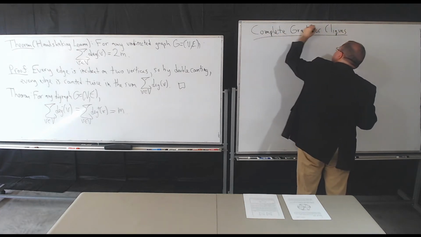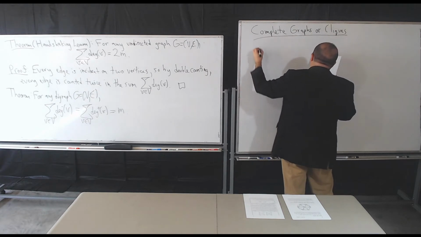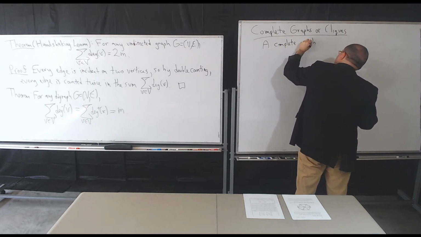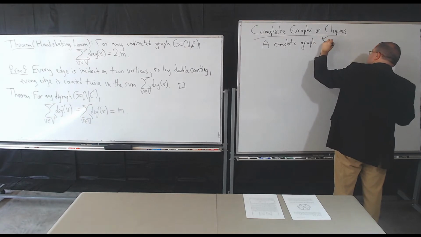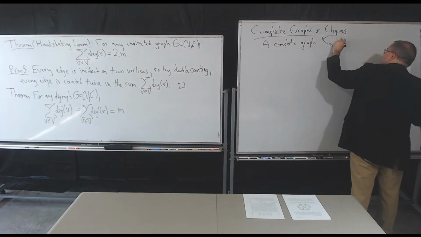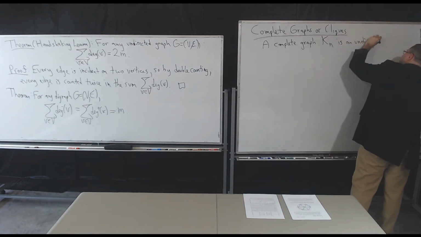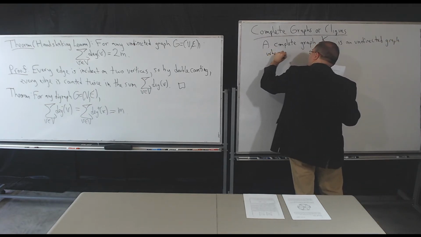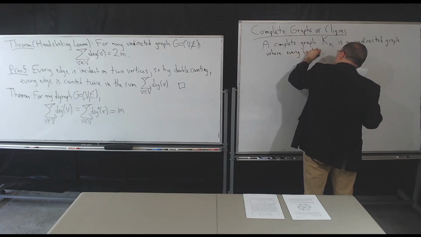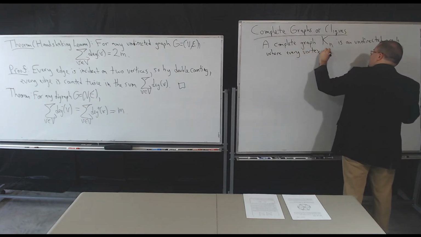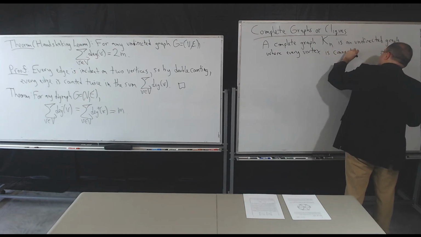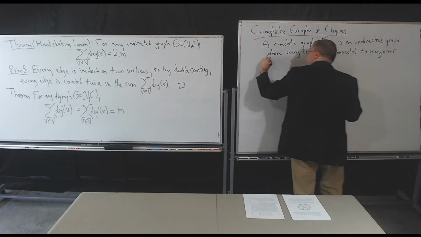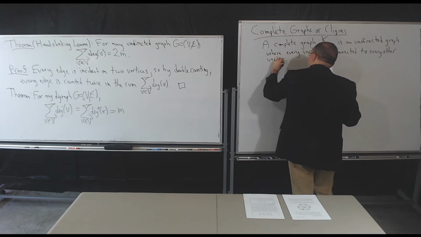So we're going to talk next about complete graphs or cliques. So a complete graph, which is often denoted as capital K subscript n, is an undirected graph where every vertex is connected to every other vertex. So what do I mean by this?